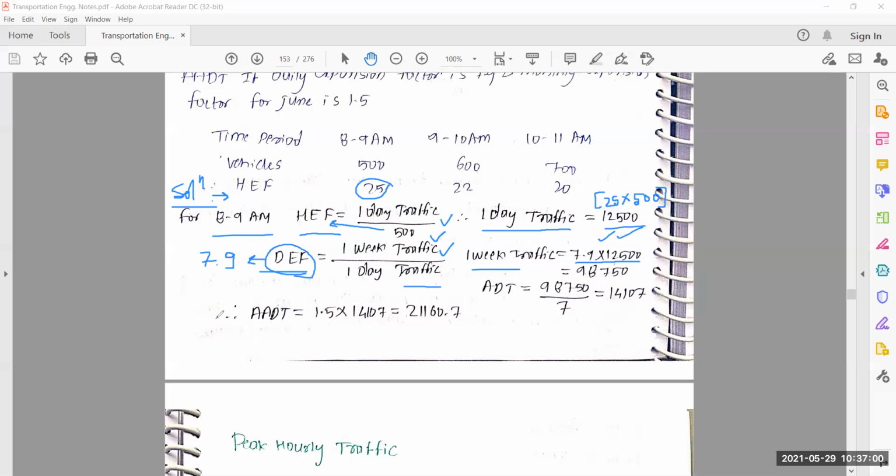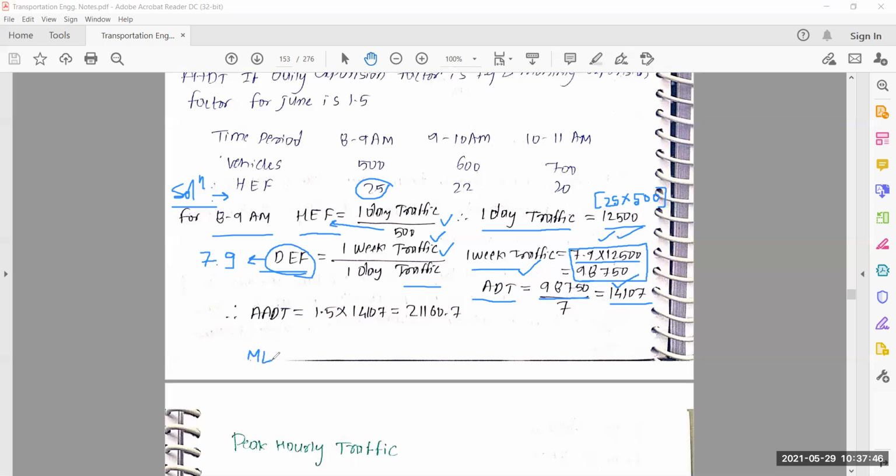Also, they give us the monthly expansion factor as 1.5. So the daily expansion factor is equal to 7.9. If we multiply 7.9 with 12,500, we get 98,750. Now from here, 1 week traffic is known. From 1 week traffic, we calculate average daily traffic, because average daily traffic will be calculated for 3 day, for 5 day, for 7 day. So 98,750 divided by 7, we get 14,107.